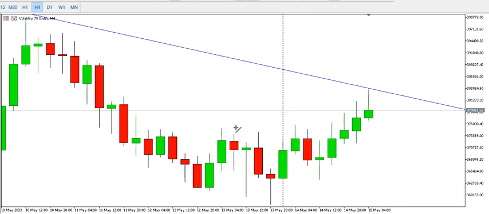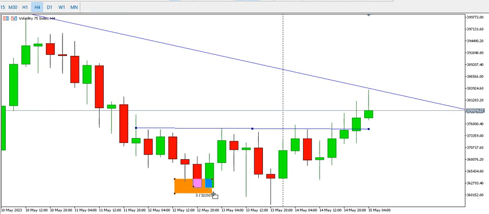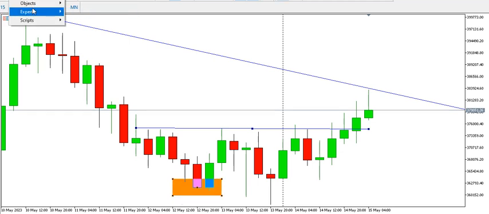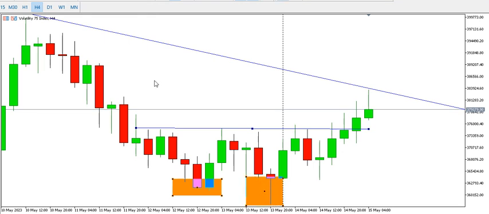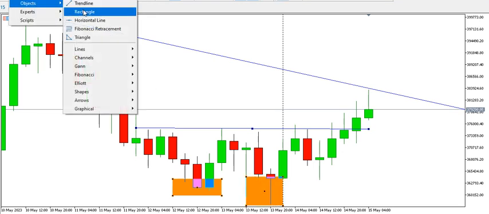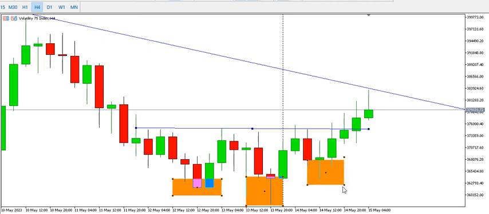This is clearly an inverted head and shoulder. On the 4-hour time frame, volatility 75 index, this is the left shoulder, this is the head, and this is the right shoulder. Okay, the price of V75 has broken the neckline and is trying to go to the top.